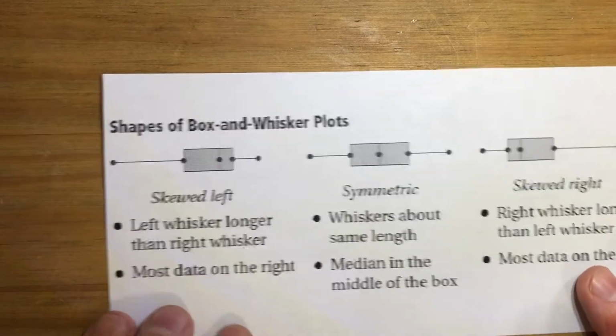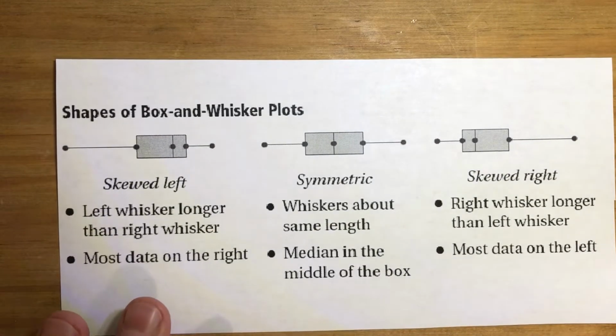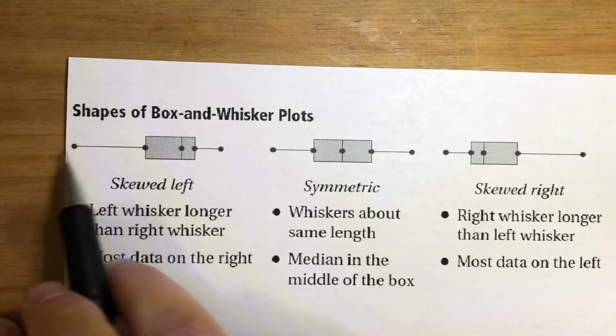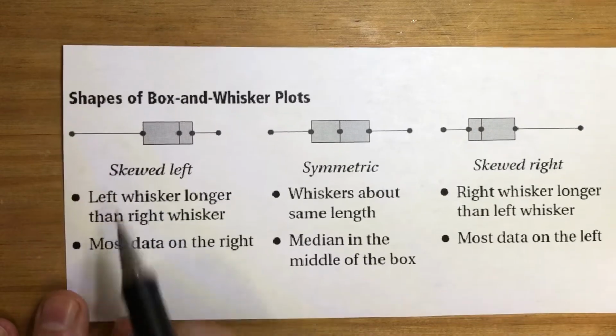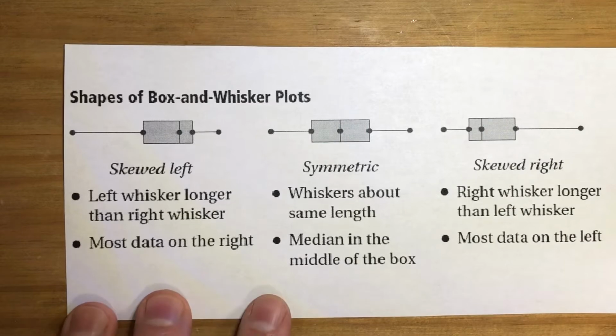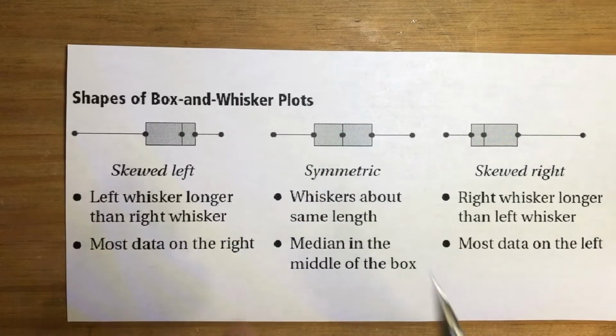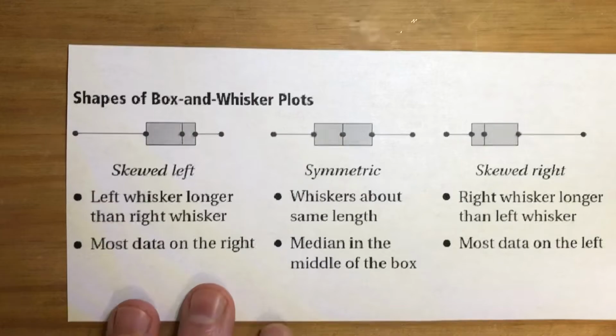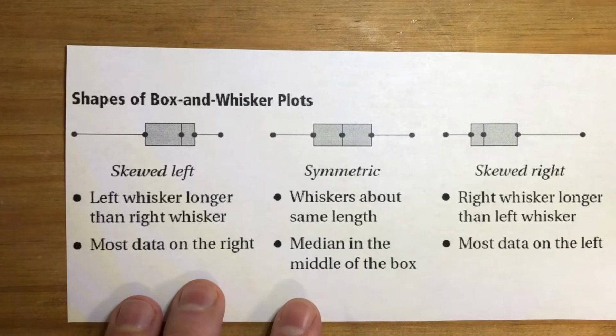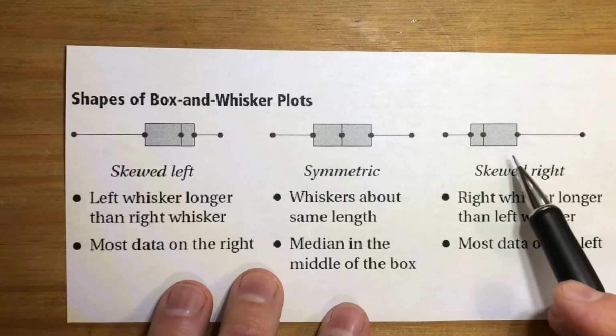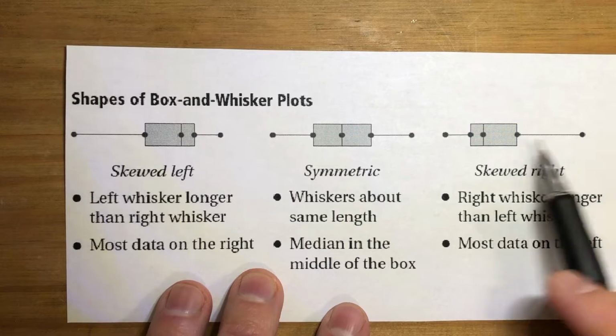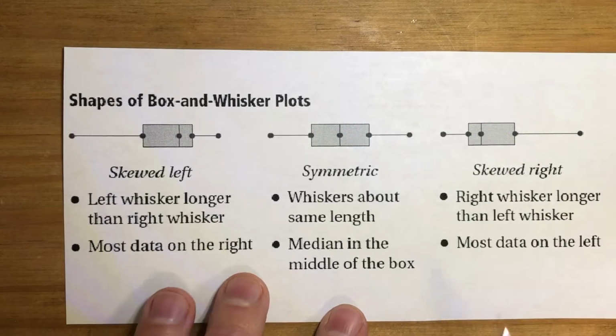Now, box and whisker graphs can also have shapes, just like we talked about in the previous lesson. So when most of the data is to the right and the whisker to the left is really long, that lets us know that the data is skewed left. If the box and whisker looks pretty much straight down the middle, symmetrical, then that's going to be symmetric data. And if the data is skewed right, you're going to have a longer right whisker and more clustered data on the left.